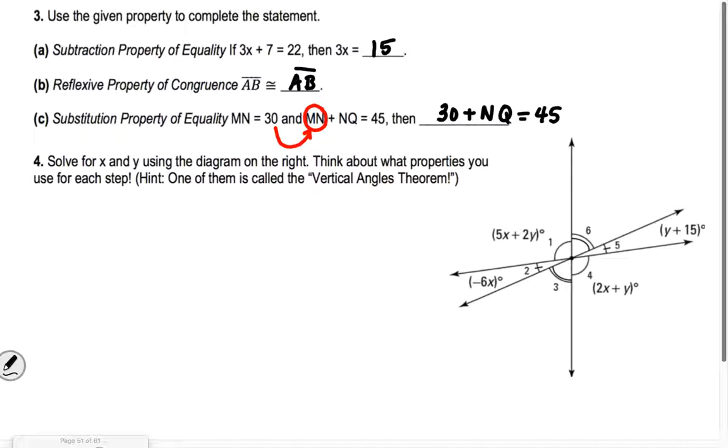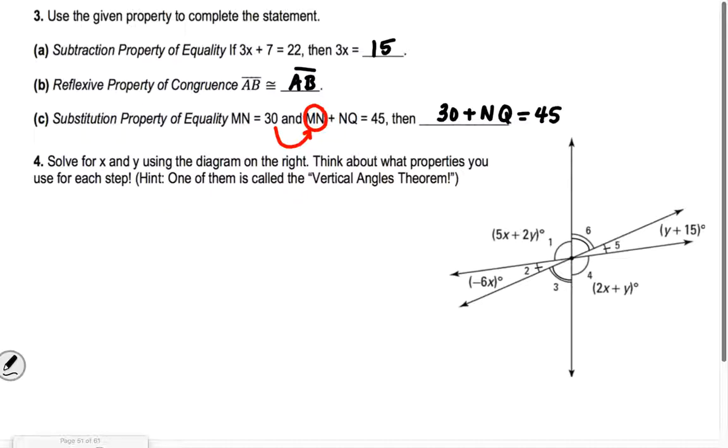nq equals 15, subtraction property of equality, right? Does that make sense? All right, so number 4, it says solve for x and y using the diagram on the right. Think about what properties you use for each step. I'm not going to make you write down what each property is, but we're going to say them. Okay? So it says, hint, one of them is called the vertical angles theorem. So we want to solve for x and y.